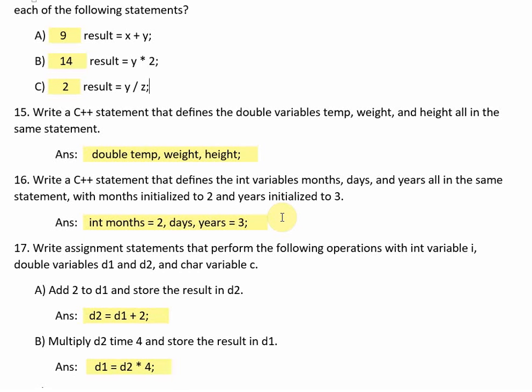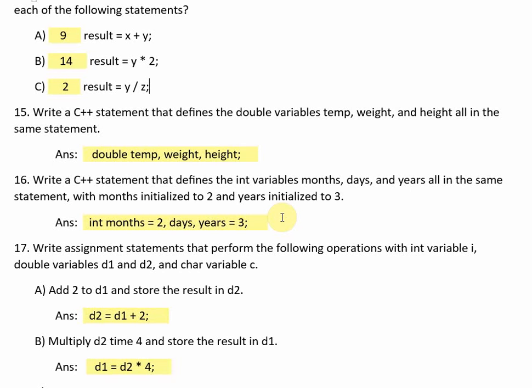Now, the next one, we're going to be writing statements that declare variables in C++. So when we talk about real numbers, the data type is called a double. When we are working with whole numbers, the data type is int, which is short for integers. And when we're working with strings, it's string. When we're working with characters, it's char. So here we are declaring 3 variables. They all have the same data type, which is double.